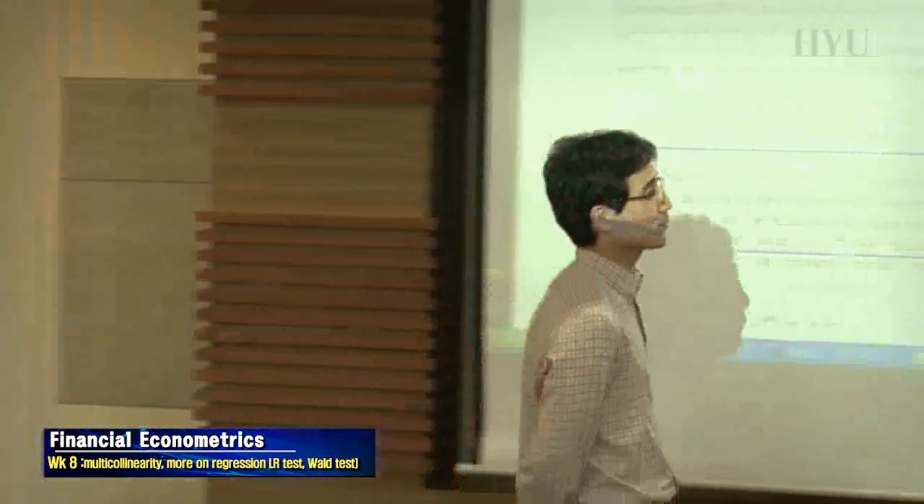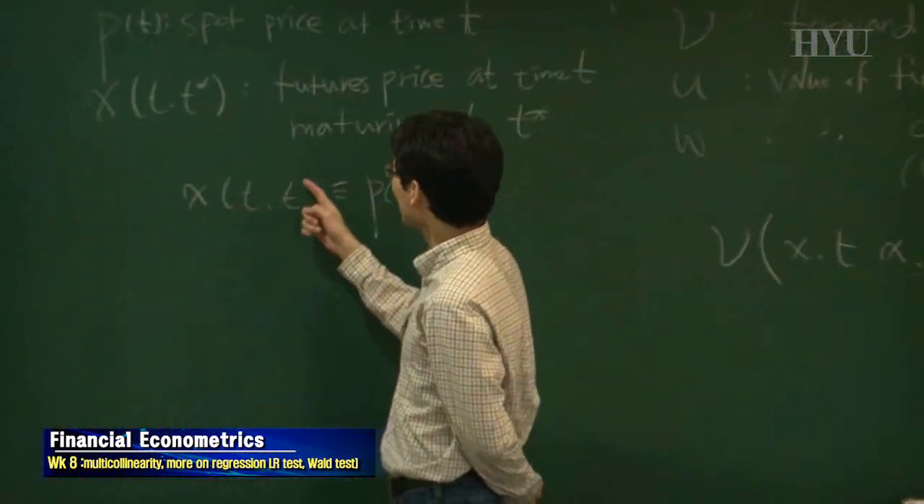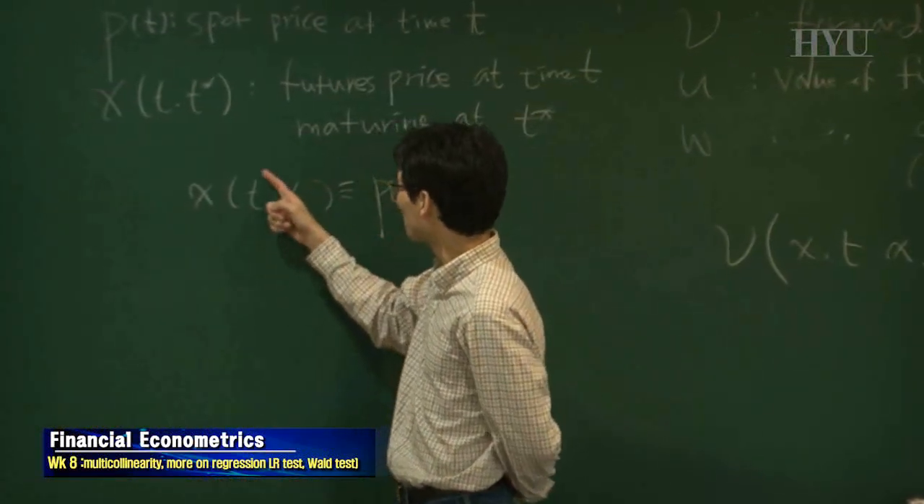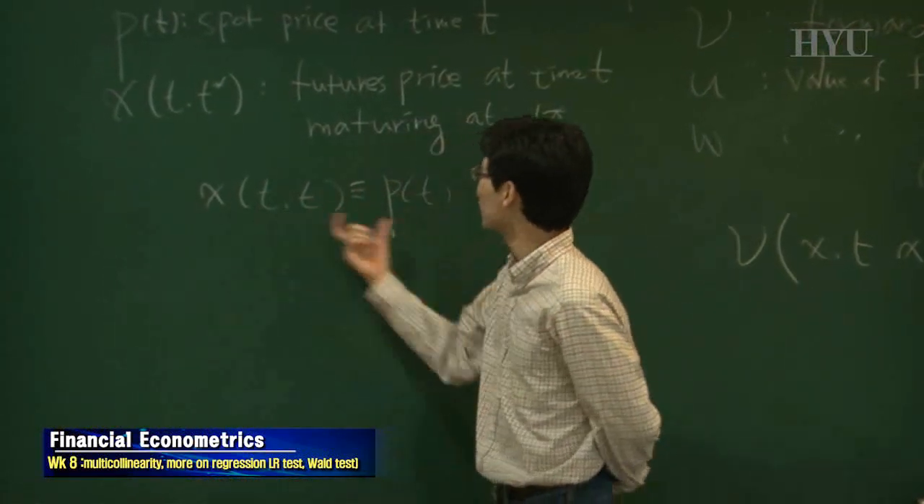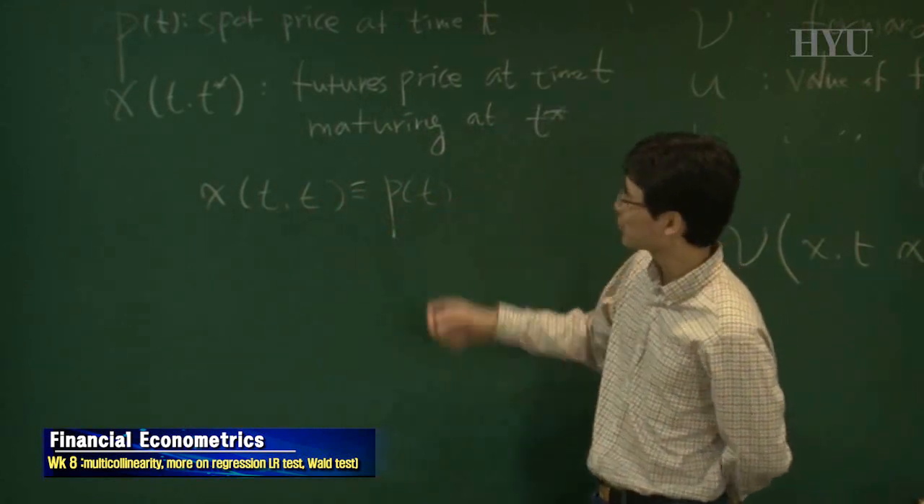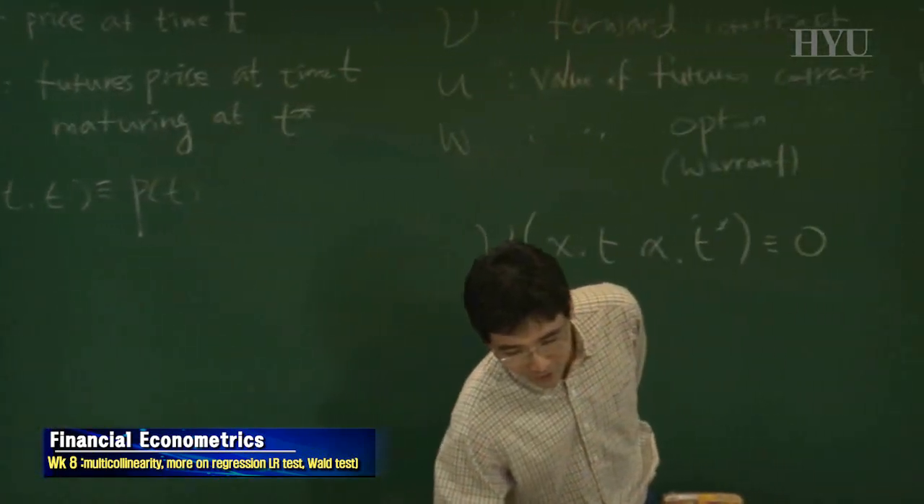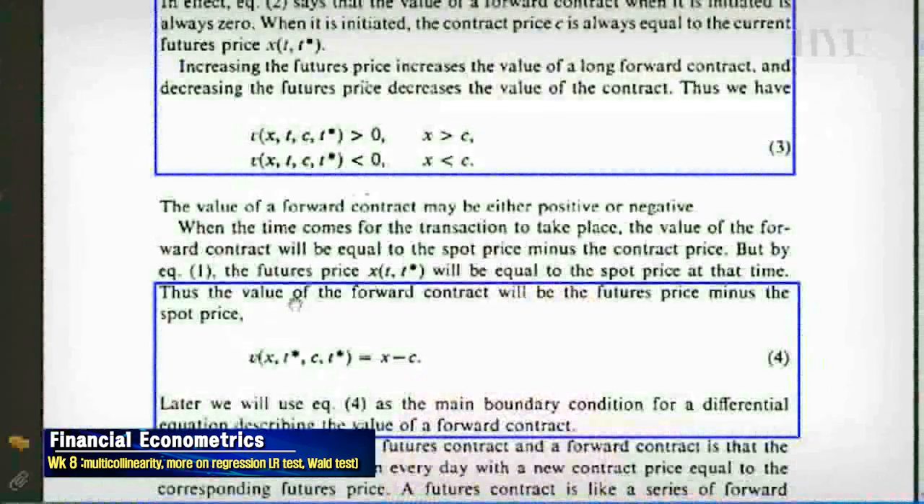Because T star is already maturity, so we put T star here. Then it should be equal. T star is equal to T star, so it should be equal to the spot price. Anyway, I think the more familiar relationship would be this one. The value of the forward contract will be the future price minus the spot price, at least at the maturity.